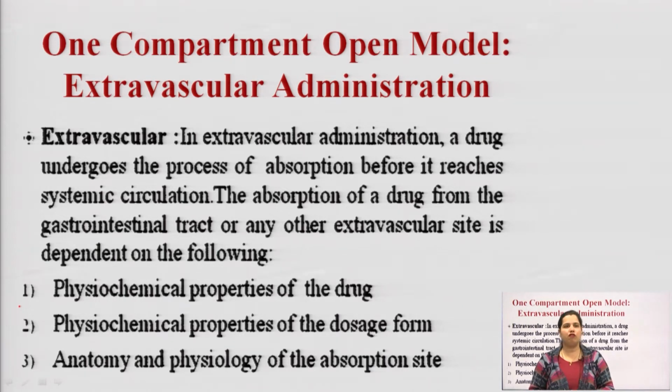So, the absorption of a drug from the gastrointestinal tract or any other extravascular site is dependent on the following factors. What are those? Physicochemical properties of the drug, physicochemical properties of the dosage form, and anatomy and physiology of the absorption site. All three factors are important. For the drug, the solubility and the partition coefficient matter; based on these physicochemical properties, the drug gets absorbed through the GIT. Physicochemical property of the dosage form: what type of dosage form is this? Like tablets, solids, semi-solids, solutions, suspensions, emulsions. All these different dosage forms have their own characteristics, and they will impact the absorption process of the drug.